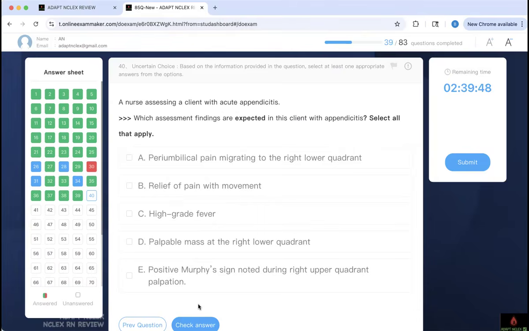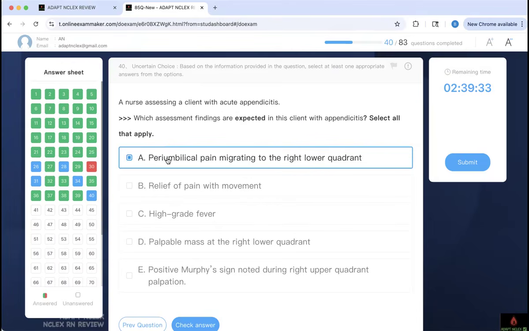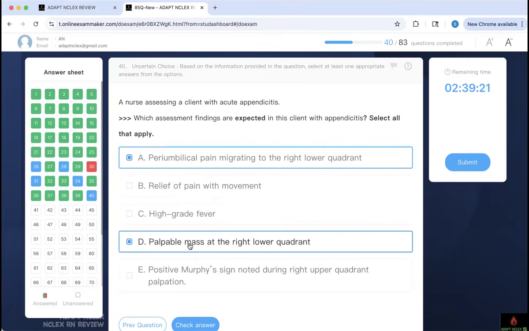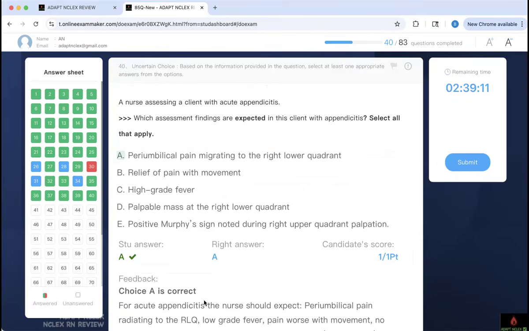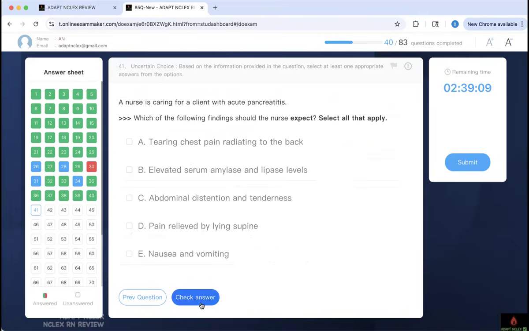But I can tell you, appendicitis is consistent with what? Right lower quadrant pain. There is no relief of your pain, no matter what you do. You don't have a high fever, you have a low-grade fever. You're going to have a palpable mass at the right lower quadrant only if you have perforation. So this is not expected. And Murphy sign is associated with what? Cholecystitis. Therefore, only one answer choice. Over-select, you lose point. Only one.